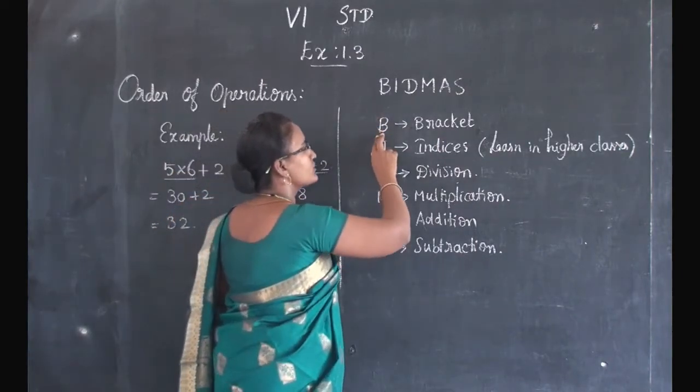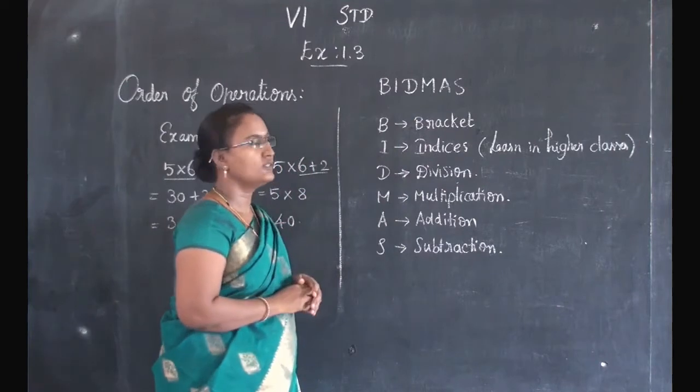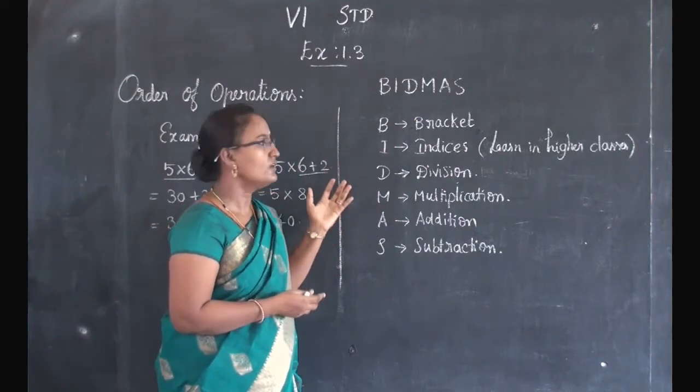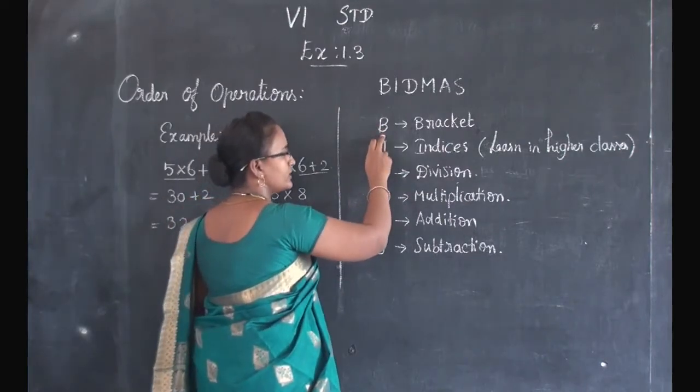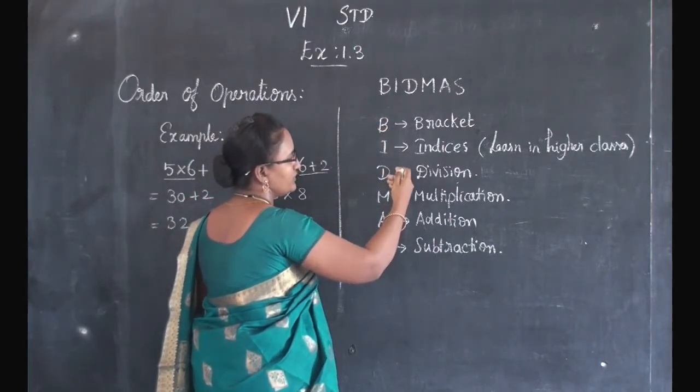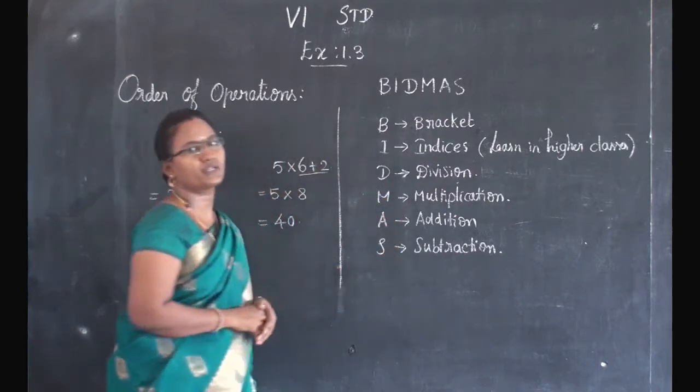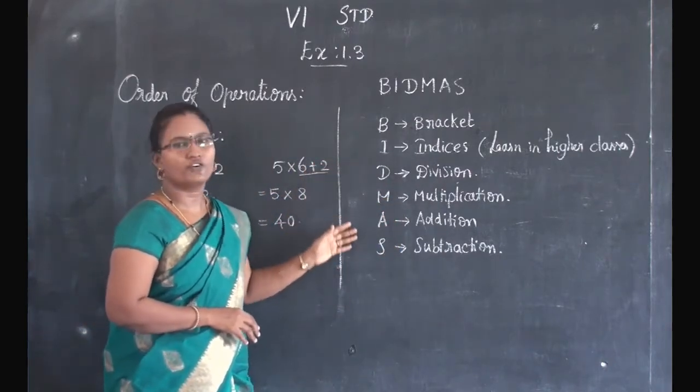First, you solve the bracket. Inside the bracket, whatever it is, addition or subtraction of anything, you solve that bracket first, and then comes division, and then multiplication, and then addition, and then subtraction. That is the order of operations.